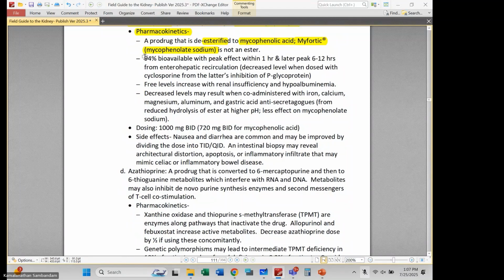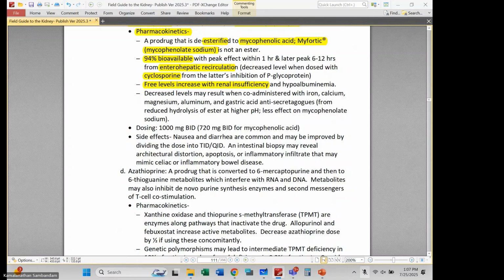Okay. This is a very bioavailable drug. You typically don't need to make any dose adjustments when giving it IV versus PO. It has the enterohepatic recirculation, which I've already reviewed, which is inhibited by cyclosporin. Free levels increase with renal insufficiency.